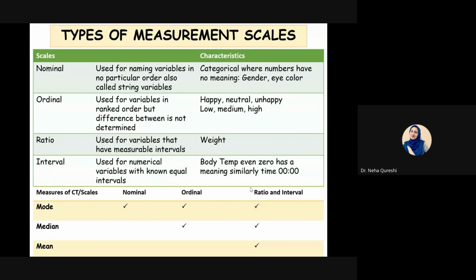Then comes the ratio or the interval scale. The ratio scale, which is the most robust scale, we use for variables that have measurable intervals, for example, weight. And you have a meaning to the absolute zero as well in the case of ratio scale. I will give you the examples further.